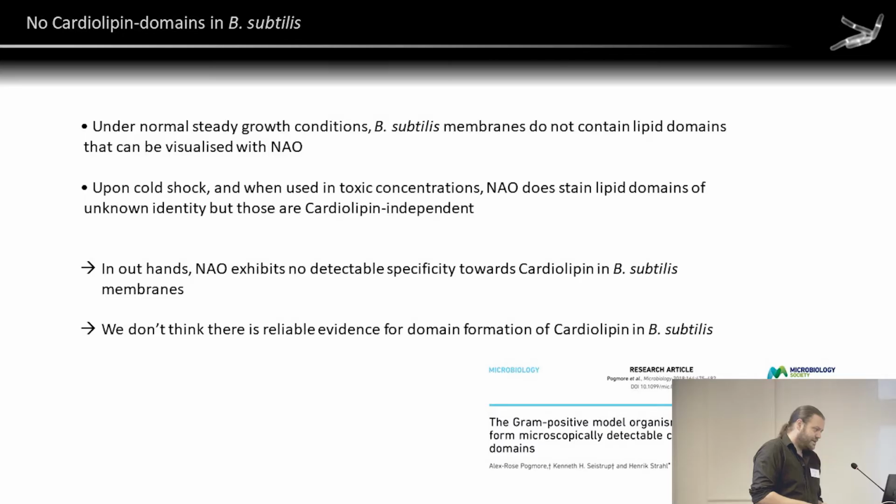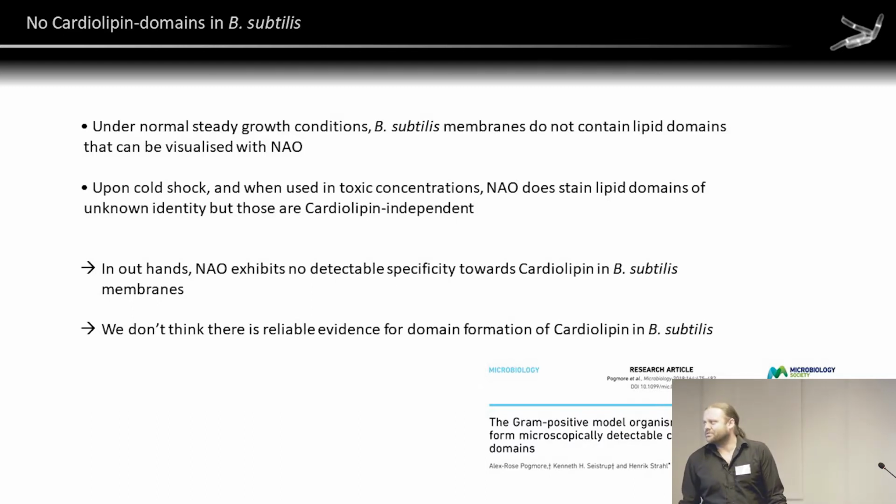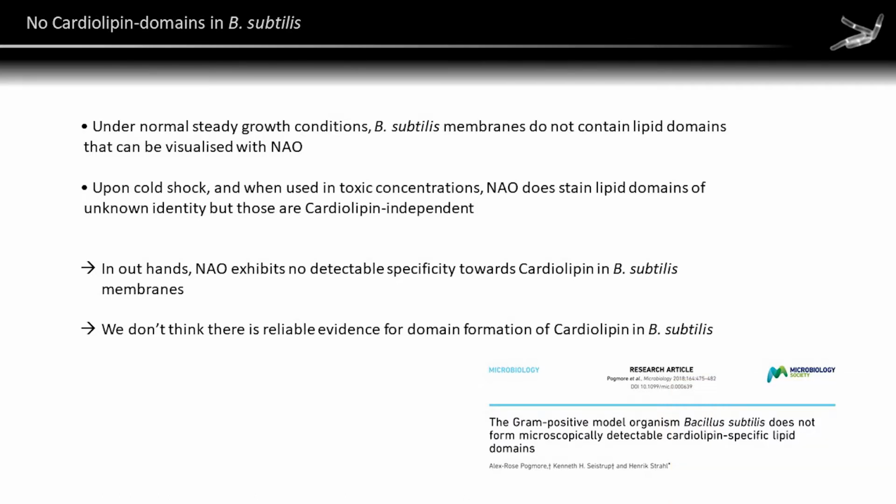So what we think is that under normal steady growth conditions, Bacillus subtilis membranes actually do not contain lipid domains that can be visualized with NAO. Upon cold shock and when used in toxic concentration, NAO does stain lipid domains of unknown identity, but these are cardiolipin independent. And in our hands, NAO really doesn't exhibit any detectable specificity towards cardiolipin in Bacillus membranes. So we think that there really is no reliable evidence for domain formation of cardiolipin in Bacillus. This is all published, so if you're interested, you can look at more details in that paper.